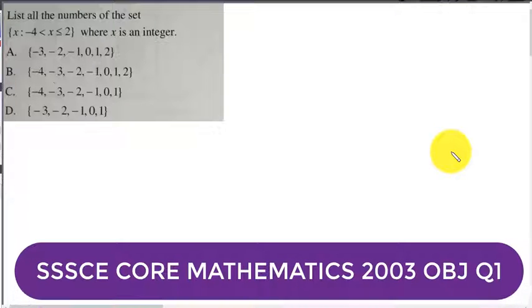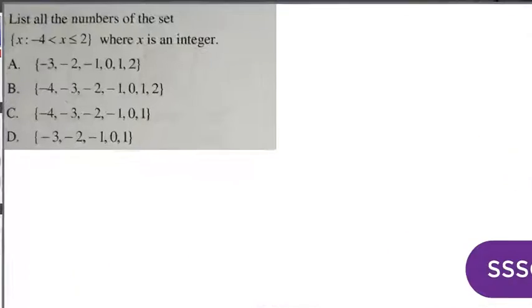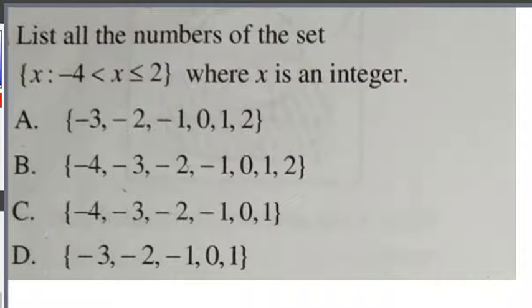Hello, we look at SSSCE July 2003. Objective question 1. It says that list all the numbers of the set S such that x is greater than -4 but less than or equal to 2, where x is an integer.